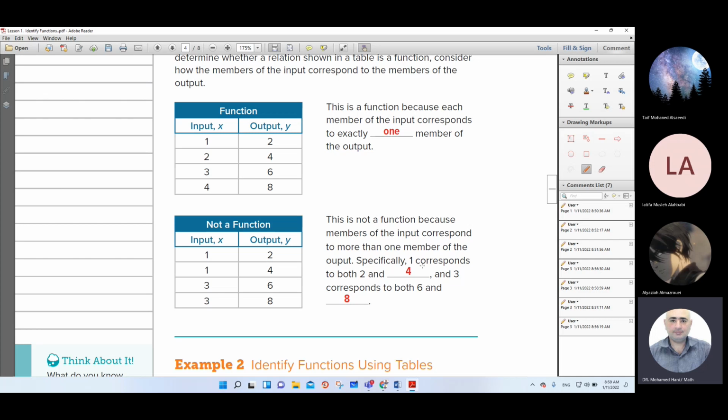This is specifically one. As you see, 1 is mapped with 2 and 1 also corresponds with 4, and also 3 with 6, and the same number with 8. So 1 corresponds to both 2 and 4, and 3 corresponds to both 6 and 8. So this is not a function.